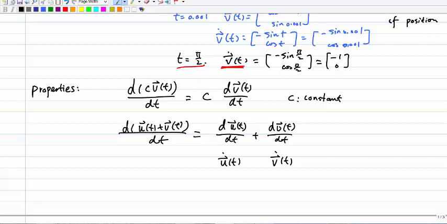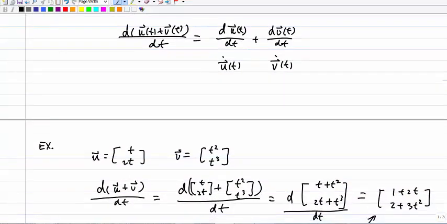The second property is the property of the sum. If you take the derivative of the two vectors u(t) plus v(t) with respect to t, it's the same as du(t)/dt plus dv(t)/dt, which means u dot t and v dot t. So you can actually separate them.